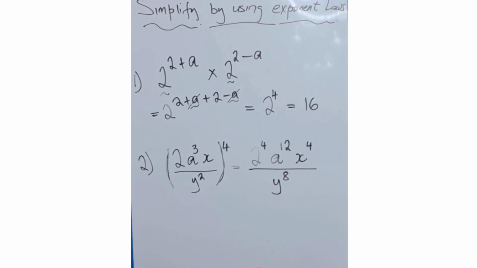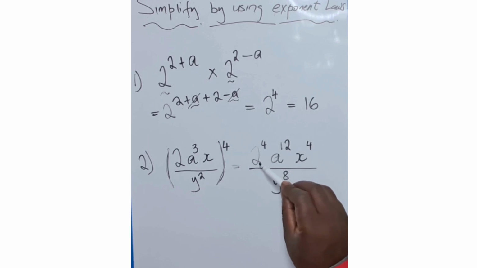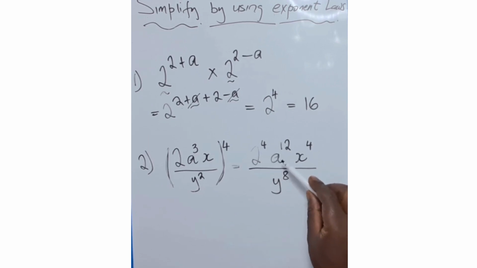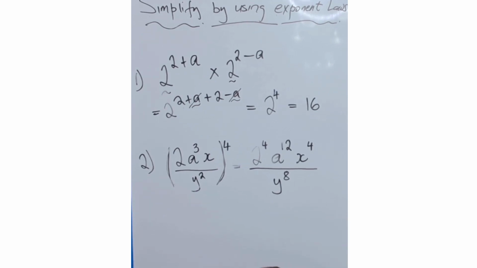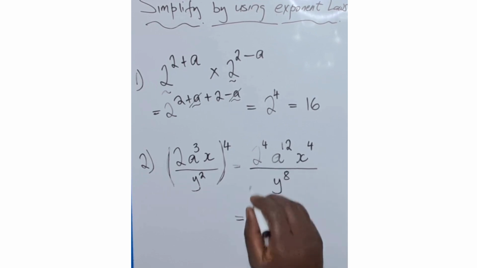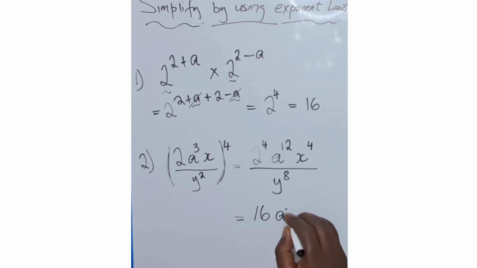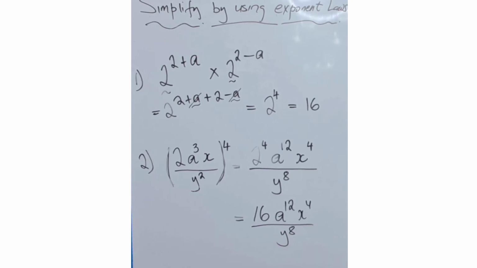Okay, now is there anything else that we can do? So we have now 2 to the 4, 3 to the 12, x to the 4, and y to the 8. There's nothing else we can do. The only thing that we can do now is to change that. 2 to the power 4, we said it's 16, so it's 16 times 3 to the 12, and x to the 4 divided by y to the power 8. And this will be our final answer.